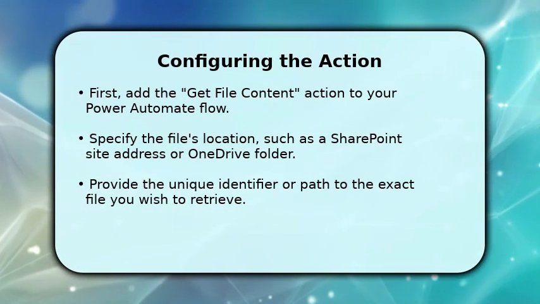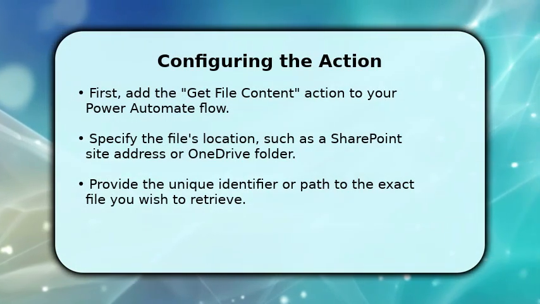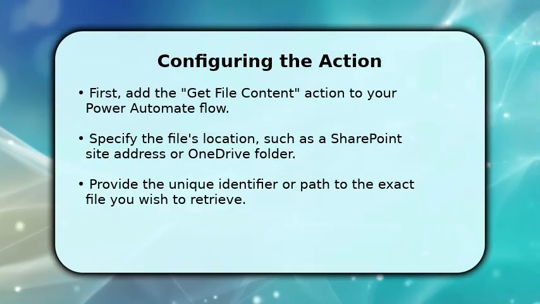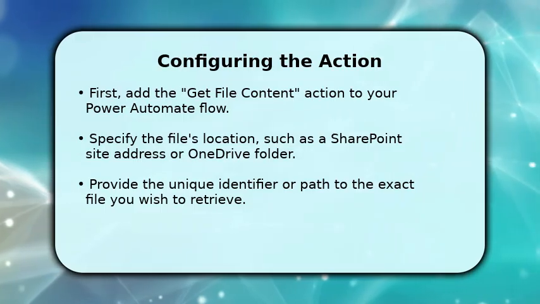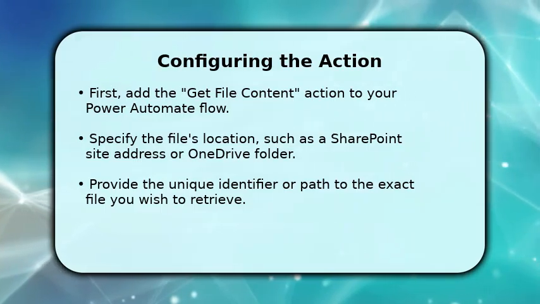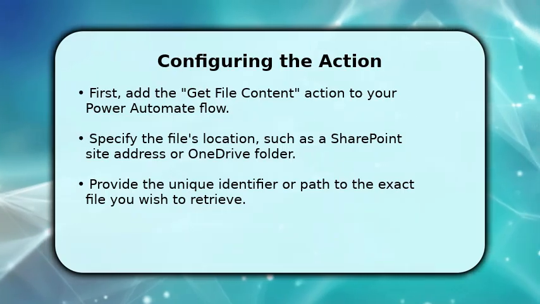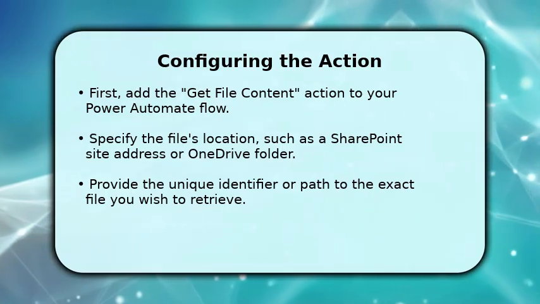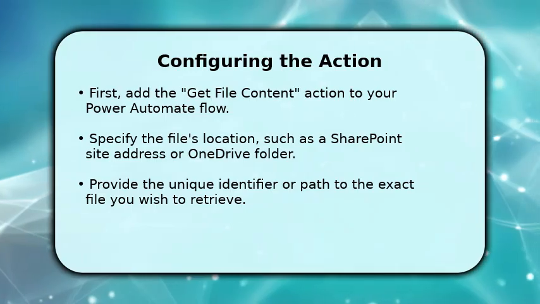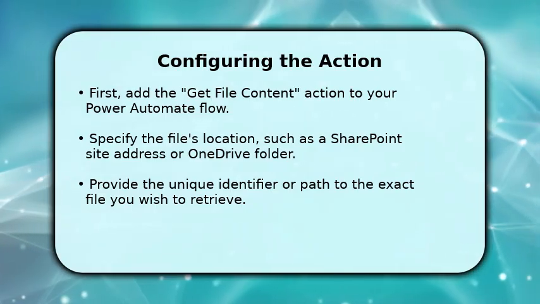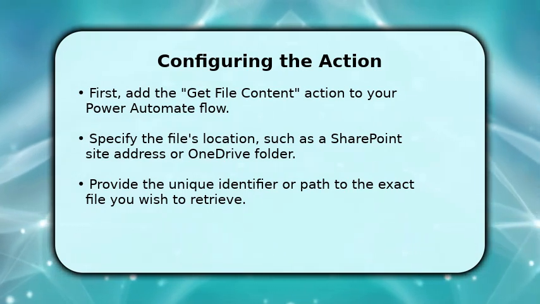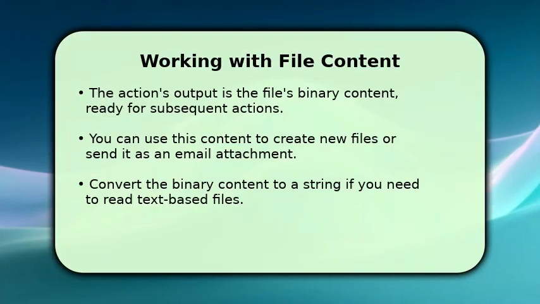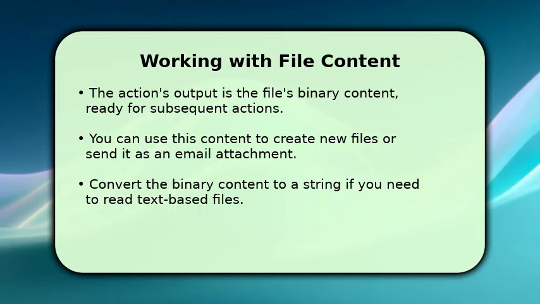To begin, simply add the Get File Content action to your Power Automate flow. You'll then need to configure its parameters carefully. For instance, if you're working with SharePoint, you'll select the correct site address. Next, you'll specify the file identifier, which could be the file's unique ID or its full path. This step is crucial for ensuring your flow targets the precise file you intend to work with, so double-check your selections. Once the Get File Content action runs, its output is the raw binary content of your chosen file.